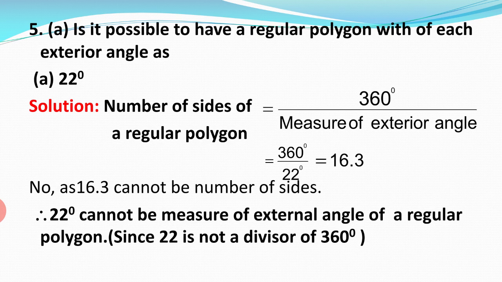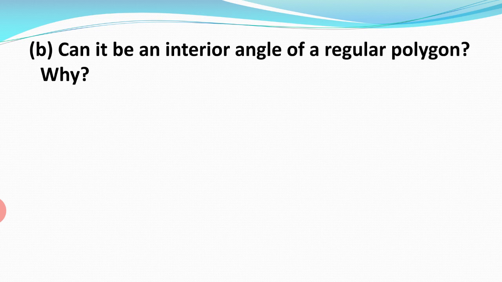The measure of exterior angle should divide 360 degree completely, then only it can be measure of an exterior angle of a regular polygon. Again, the discussion is going only for regular polygon. Okay, now next, the other part I have kept for you so you can do it.